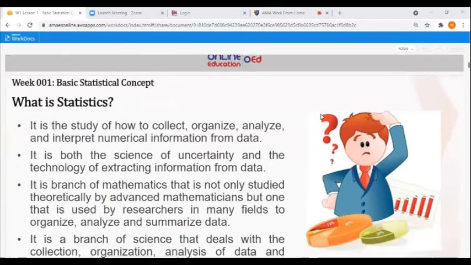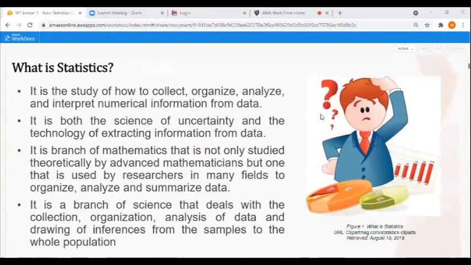First is the definition of statistics. You would see here numerous definitions that were based from different books and online resources. So one of which is statistics is the study of how to collect, organize, analyze, and interpret numerical information from data. It is both the science of uncertainty and the technology of extracting information from data. It is as well defined as the branch of mathematics that is not only studied theoretically by advanced mathematicians, but one that is used by researchers in many fields to organize, analyze, and summarize data.